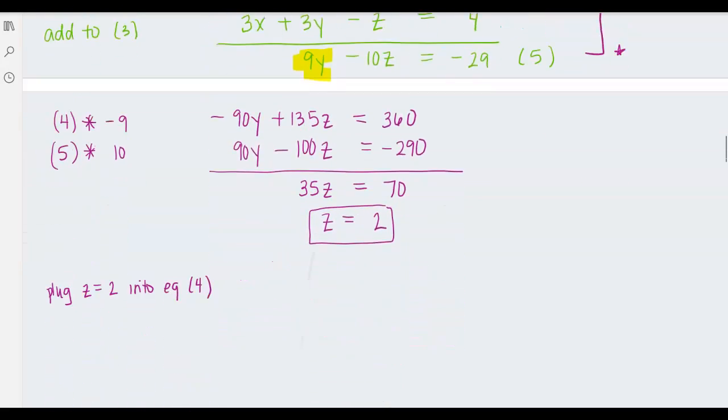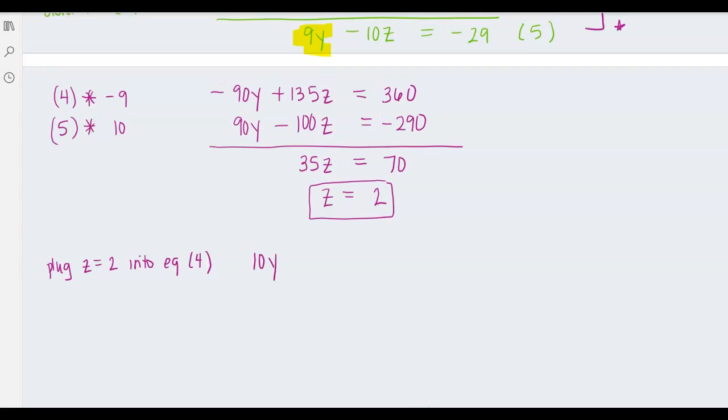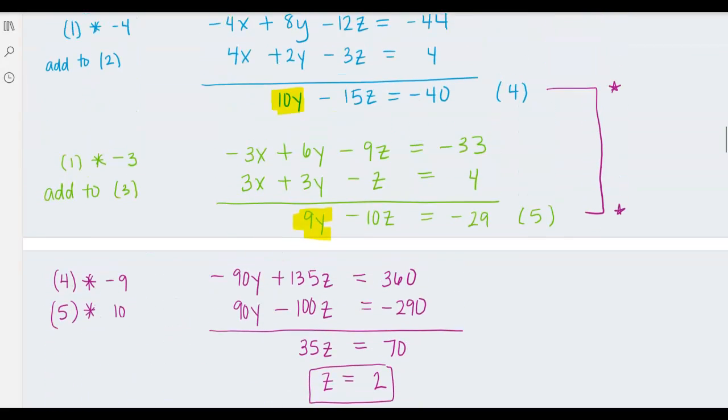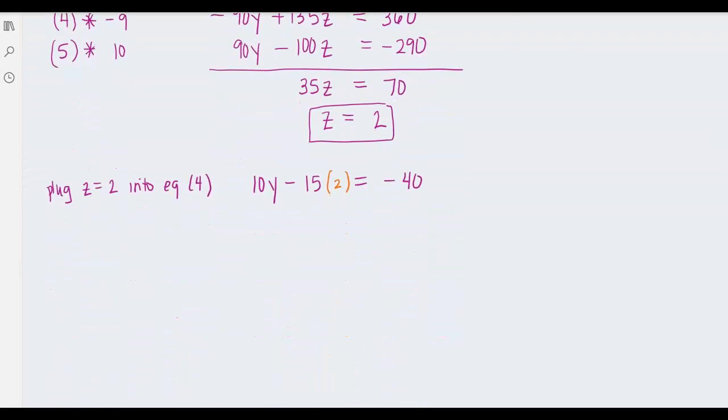Equation 4 was 10y minus 15z, but instead of z, we're going to put a 2 there, equals negative 40. Let me just double check. Yeah. Okay. So 10y is equal to a negative 10, so y is equal to negative 1. And then we'll go back to one of the equations that had a single variable. Let's go back to equation 1.